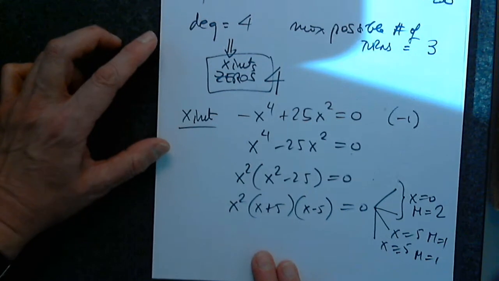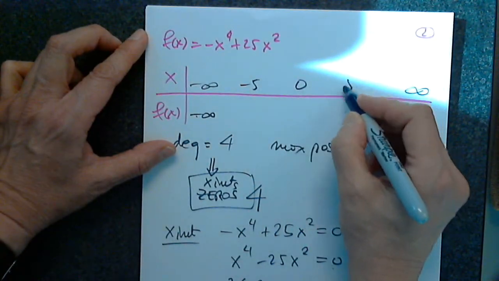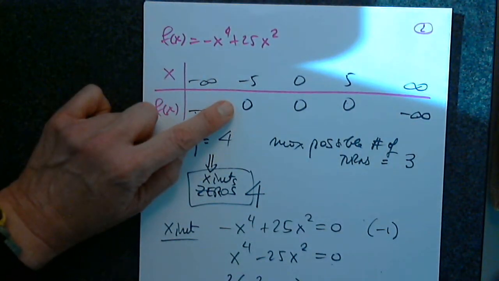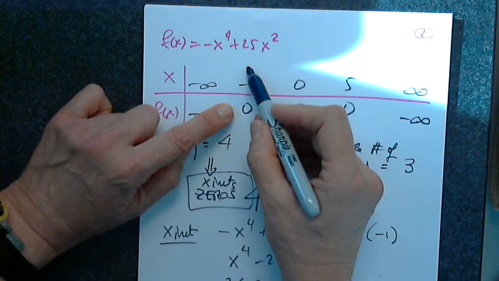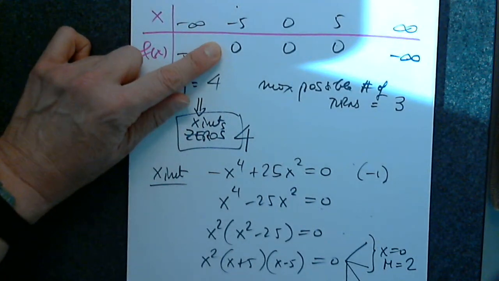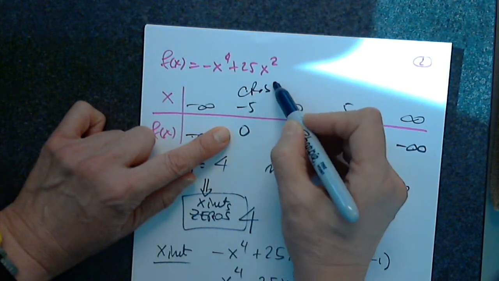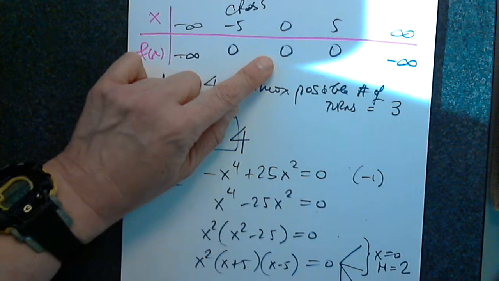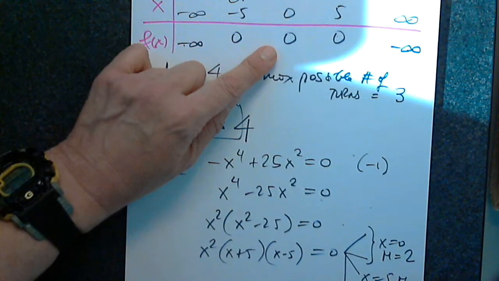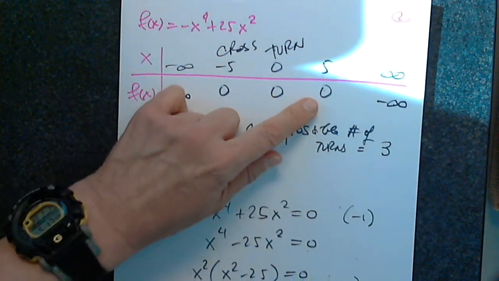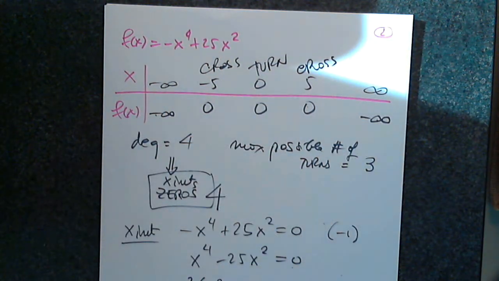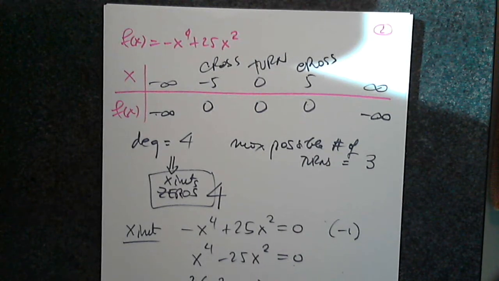So I put them in the table: negative 5, 0, and 5, 0, and 0, 0. What do I write for negative 5, 0? Multiplicity 1, cross. What do I write for x equals 0? It's even, so it will be turning, yes, of course. And what do I write for 5, 0? Cross. Multiplicity 1 is always a cross. It all depends on the multiplicity.